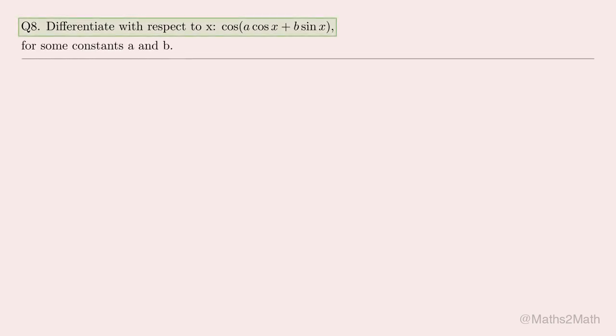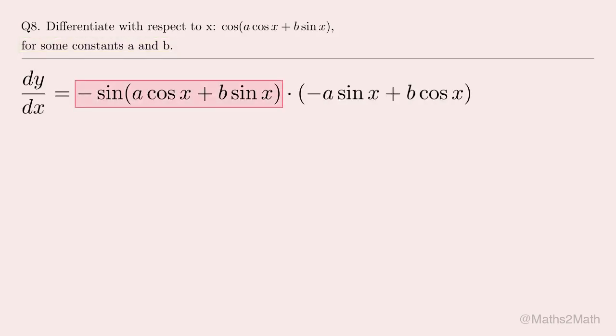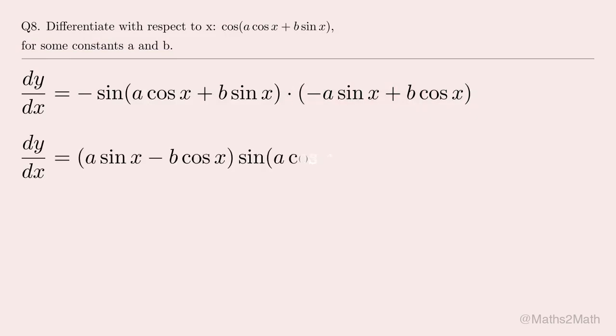Question 8. Cosine of a linear combination of cosine and sine. A single chain rule, the constants ride along. Minus sine of the inside times the inside's derivative. Tidy the signs.